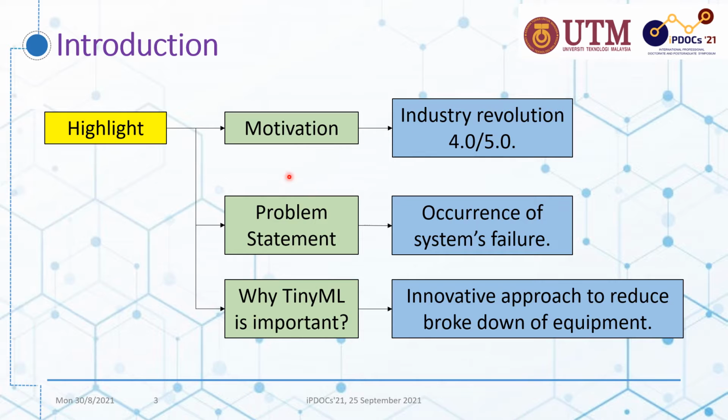So the problem statement is the occurrence of system failure. Reliability is the main attribute for safe operation in any modern technology system. The aim is to shield the system from the uncertainties of accidental situations. So why is tiny machine learning important? It is an innovative approach to reduce breakdown of equipment.